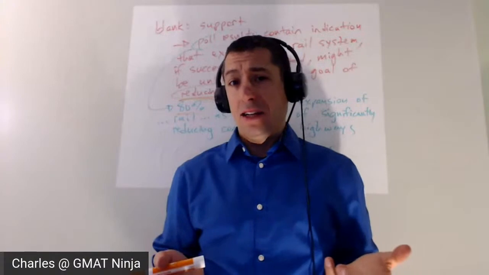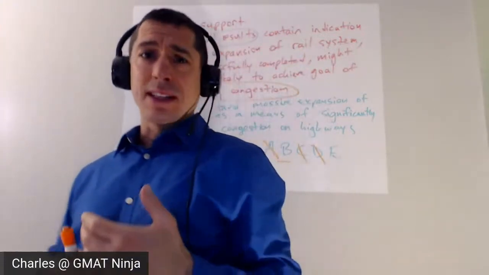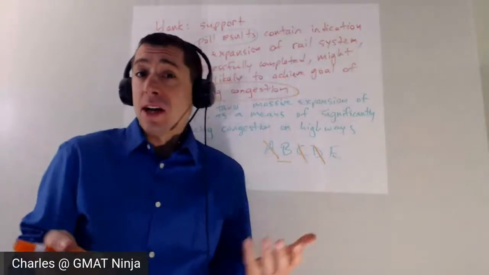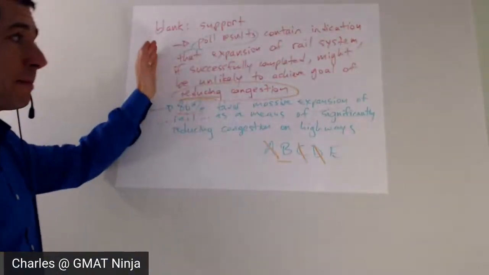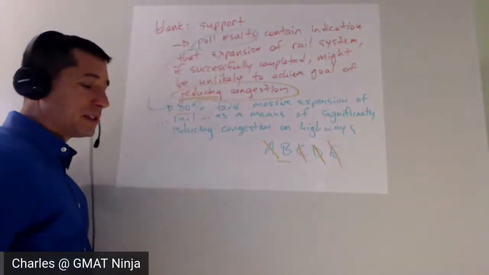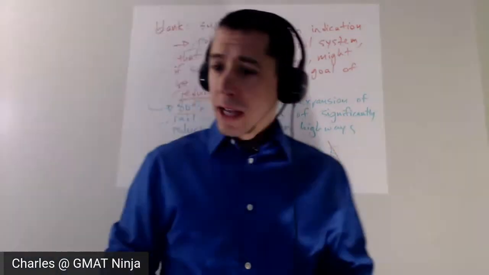But we don't know that. You don't want to make that assumption. All it's saying is we're going to construct new rail bed. Who cares? That might have absolutely no impact on congestion. Certainly would have no impact on it in the long run. For that reason, E is out. B is our winner.